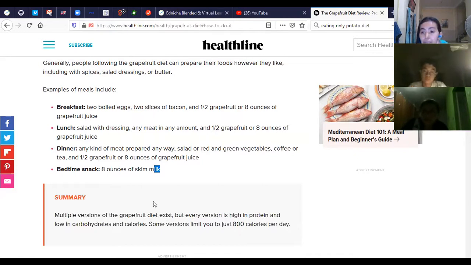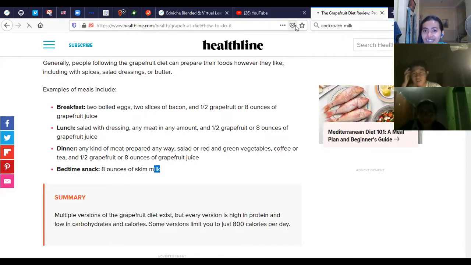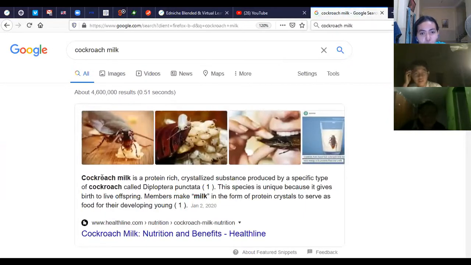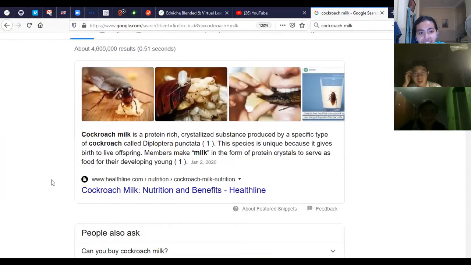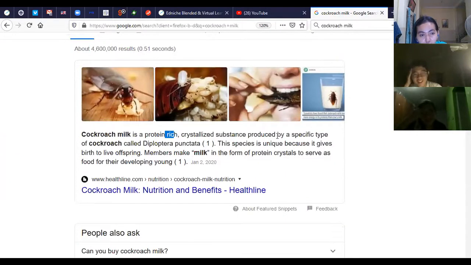But anyway, have you heard about cockroach milk? Oh no, I don't even know cockroaches have milk. I saw it in the news, and it's really interesting. The cockroach produces milk. Are you sure? Yes, and it contains a lot of protein. Really? Oh, there is cockroach milk. Oh wow. Yes, a protein-rich crystallized substance. Oh, seriously? Yes.